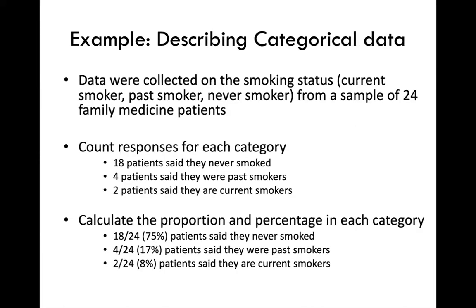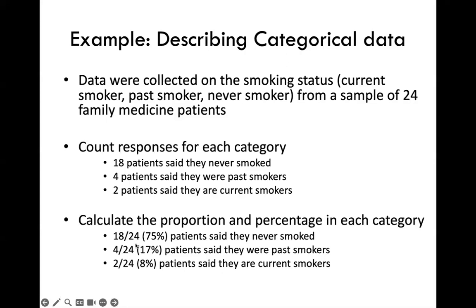So here's an example describing categorical data. Data were collected on smoking status, either current smoker, past smoker, or never smoker, from a sample of 24 family medicine patients. And we count the responses for each category. So 18 patients said they never smoked, 4 patients said they were past smokers, and 2 patients said they are current smokers. And you can calculate the proportion and percentage for each category.